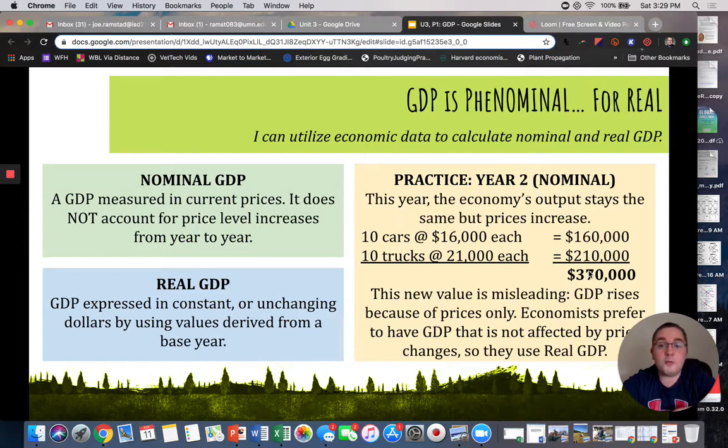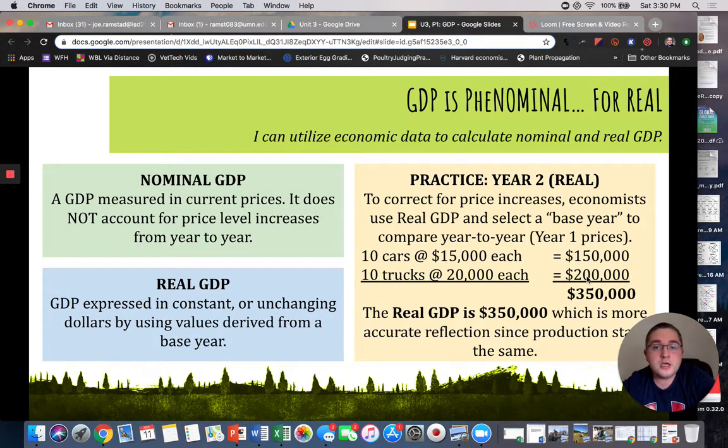Now, year two, let's say that our economy's output stays the same, but our prices increase. So 10 cars at $16,000 each, increasing by $1,000, and then 10 trucks at $21,000 each, again increasing by $1,000. So $160,000 plus $210,000 equals $370,000. Now, this new value compared to year one is misleading. Our GDP is rising because of the prices only, not because we've seen an increase in the amount of production. So nominal GDP is not preferred by economists. Economists instead prefer to have a GDP that is not affected by price changes, so they use real GDP.